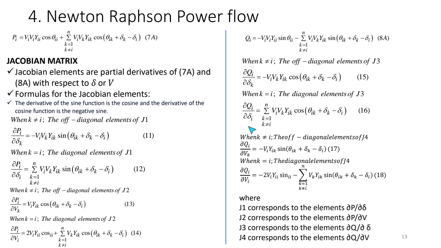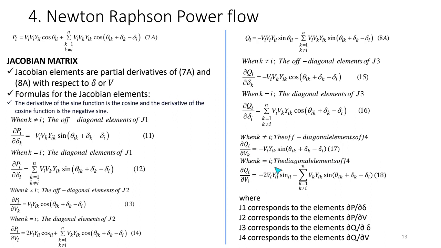And next, we derive the partial derivative of Qi with respect to Vk. If you look here, there is no Vk in the first term, so this will be 0. In the second term, there is a Vk, and this Vk becomes 1, but there is a negative sign, so that negative sign is maintained. So Vi, summation, then this Vk becomes 1, and Yik sine of theta ik plus delta k minus delta i, which is equation 17, the partial derivative of reactive power with respect to Vk.